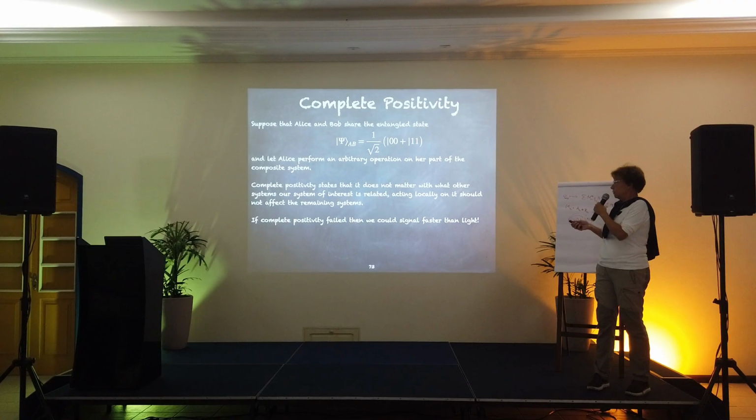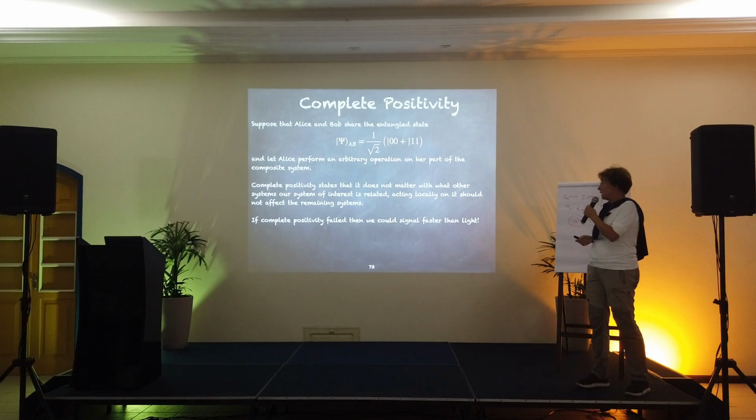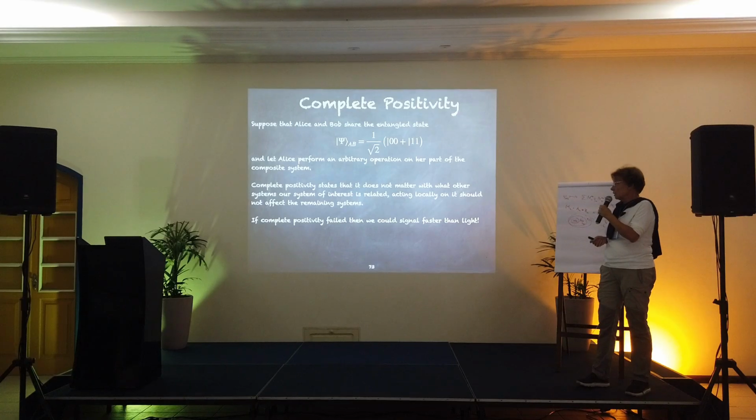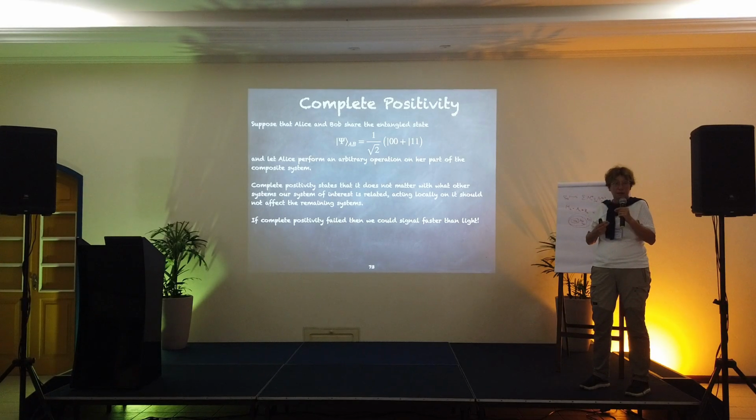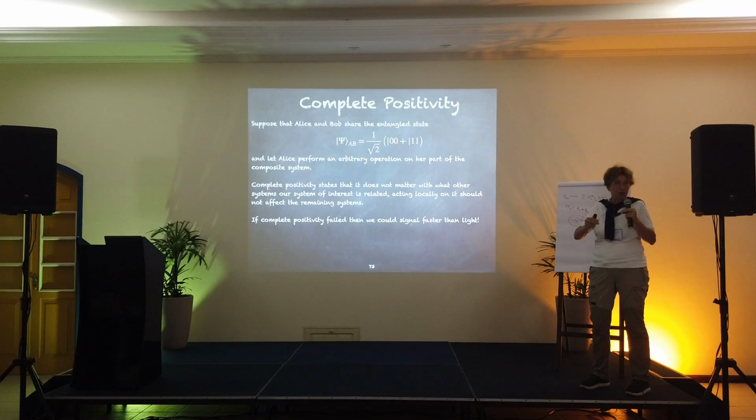Because it tells the following. Suppose that Alice and Bob now share this entangled state, 00 plus 11. And Alice makes something on her part of the system. So what does it mean? Of course, Alice can do something on her system, or let's say in this case, Bob does something on his system, so he applies an operation. Alice does nothing, and the result has to be a physical system, because if not, it would be very strange.